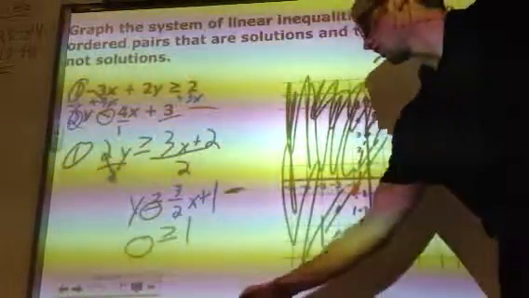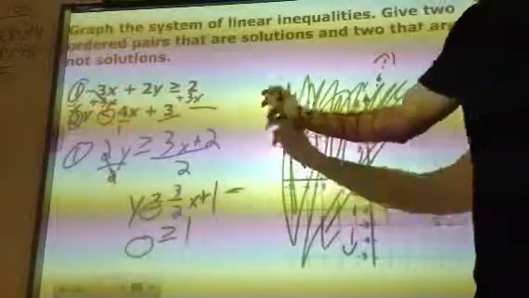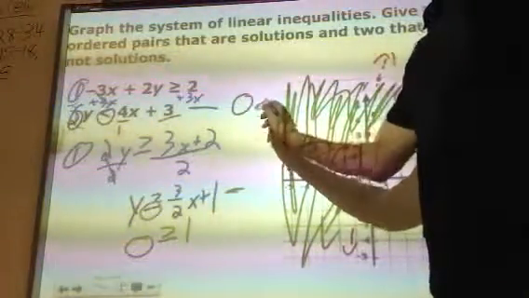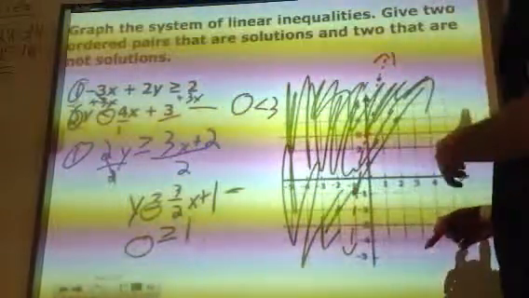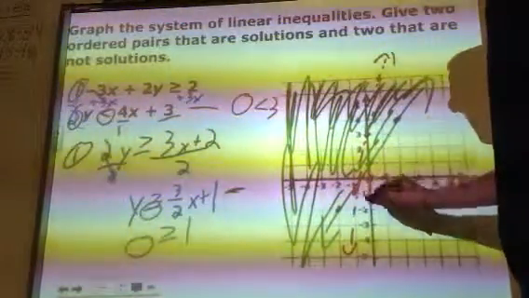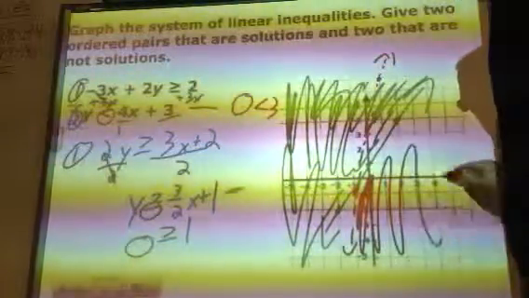Alright, let's take a look at inequality 2. If we substitute in (0, 0), we're going to get 0 is less than 3. Is that a true thing? Absolutely it is. So we do want to include (0, 0) in our answer as part of inequality 2.